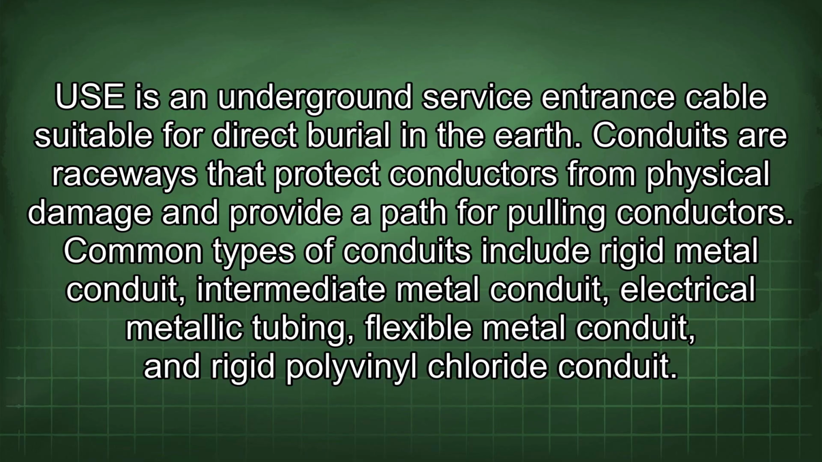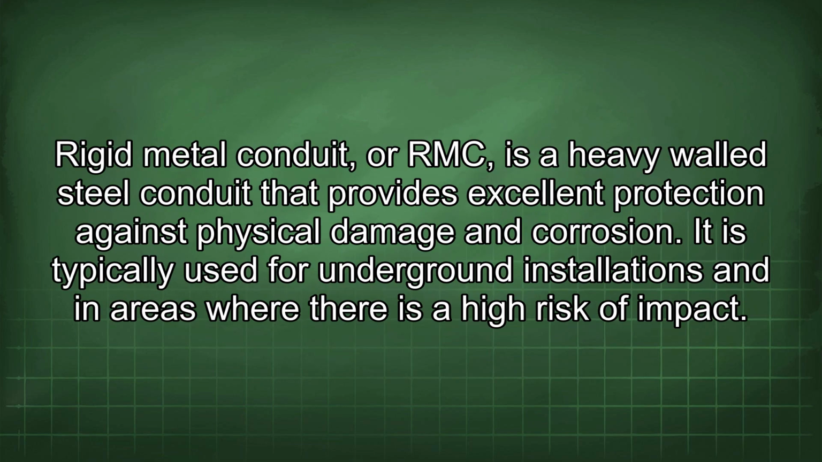Common types of conduits include rigid metal conduit, intermediate metal conduit, electrical metallic tubing, flexible metal conduit, and rigid polyvinyl chloride conduit. Rigid metal conduit, or RMC, is a heavy-walled steel conduit that provides excellent protection against physical damage and corrosion. It is typically used for underground installations and in areas where there is a high risk of impact.